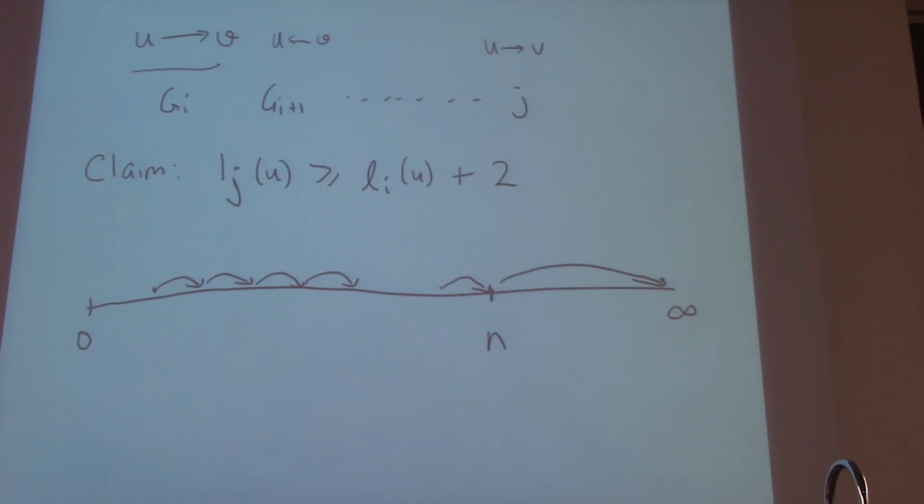So how many times can the edge flip? Well, it can flip at most n over 2 times. Because if you believe this claim, then every time it flips, its level has increased by 2. Its level can be no more than n before it goes to infinity. So therefore, UV flips less than or equal to n over 2 times.